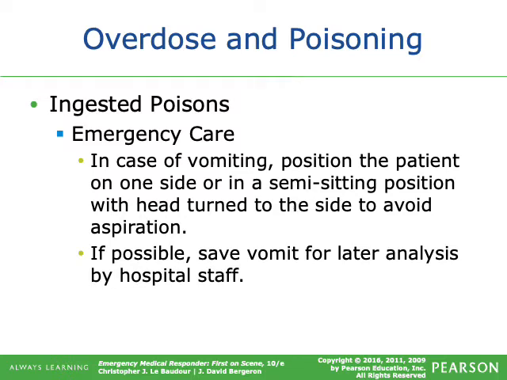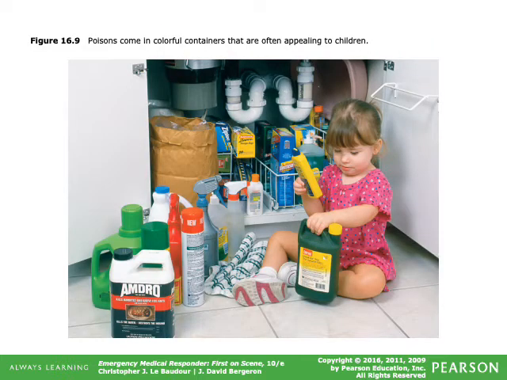In case of vomiting, position the patient on one side or in a semi-sitting position with head turned to the side to avoid aspiration. If possible, save vomit for later analysis by hospital staff. This is a kid playing with some household chemicals that would be considered poisons. Just know that they can come in colorful containers and they're often very appealing to children.